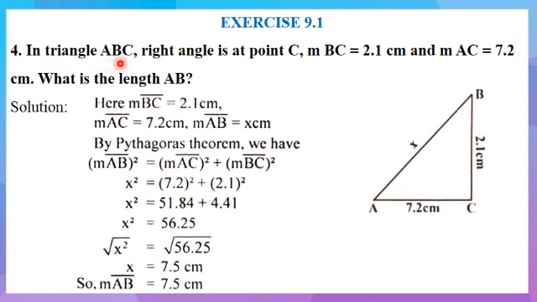In a triangle ABC, right angle is at point C. BC is equal to 2.1 centimeter and AC is equal to 7.2 centimeter. What is the length AB? As it is already told us that the right angle is at point C, so the base is given to us, AC, that is 7.2 centimeter, and altitude or perpendicular is also given to us, that is 2.1 centimeter, and the missing side AB, it is our hypotenuse.